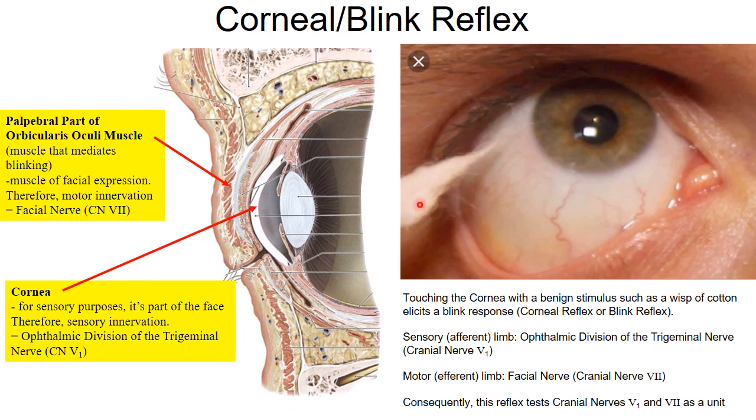And so the test basically is to take something obviously benign, like a little wisp of cotton right here. This is a little piece of cotton that gets even thinner. And you can just make out right there, just the thinnest little piece of cotton. And you generally touch it right to the limbus right here. So this is the limbus, this is cornea, and this is sclera.